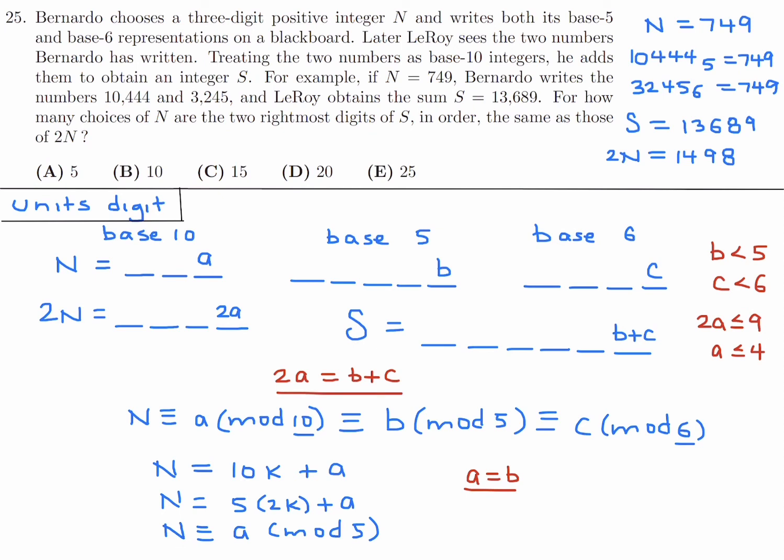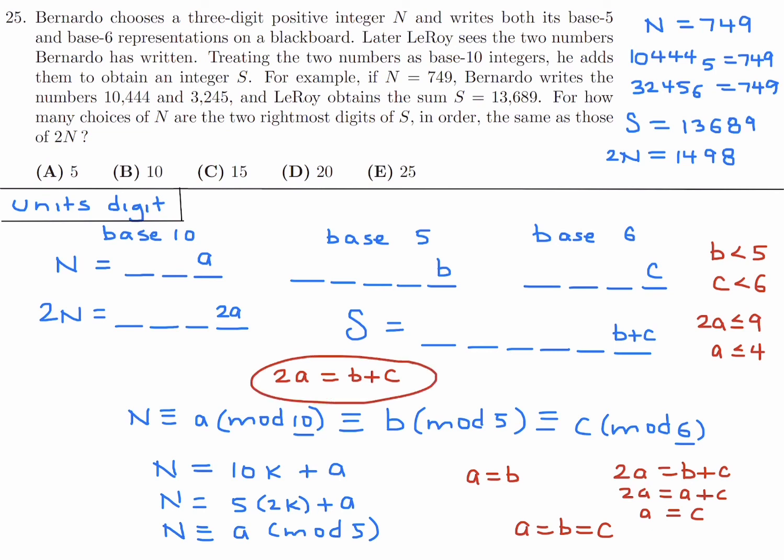Then what I do is I plug this into my original condition. So I have 2a is equal to b plus c, but b is equal to a. So that means 2a is equal to a plus c, and that means c is equal to a. So a is equal to b is equal to c, and that is how you are going to get values that satisfy this. When they're all the same, they will have the same units digit.